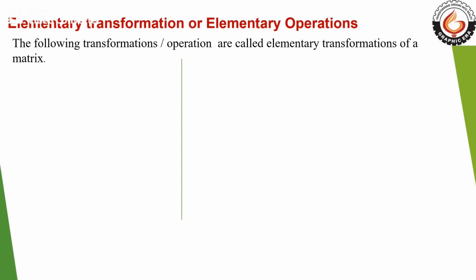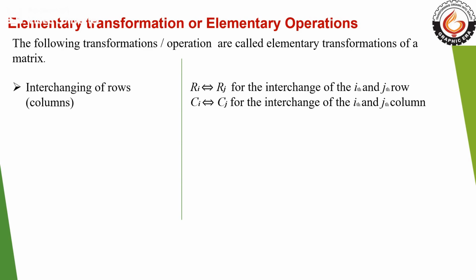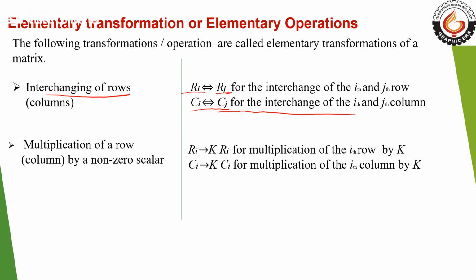So there are basically three types of elementary operation or elementary transformation used in matrices. The following transformations are called elementary transformations. The first one: interchange of rows or columns. In mathematical terms we write it as the ith row interchanged with the jth row, or similarly for columns, the ith column interchanged with the jth column.